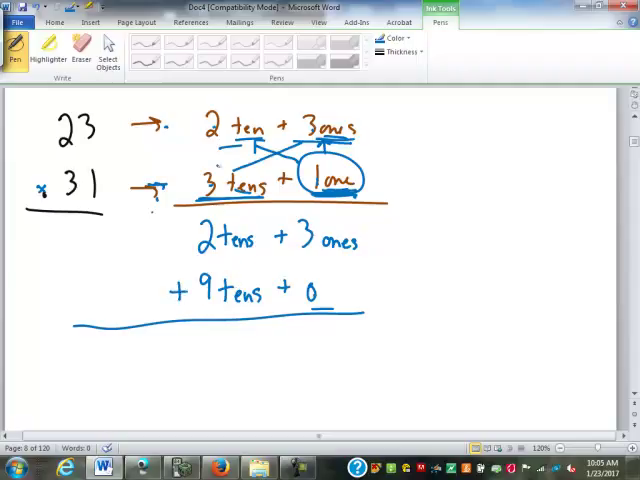That's positive. Then we do the 3 tens times the 2 tens. 3 times 2, 6. Tens times tens, hundreds. Then we can combine things that have the same name. We've got 3 ones, 2 and 9 make 11, so 1, carry the 1, 713.